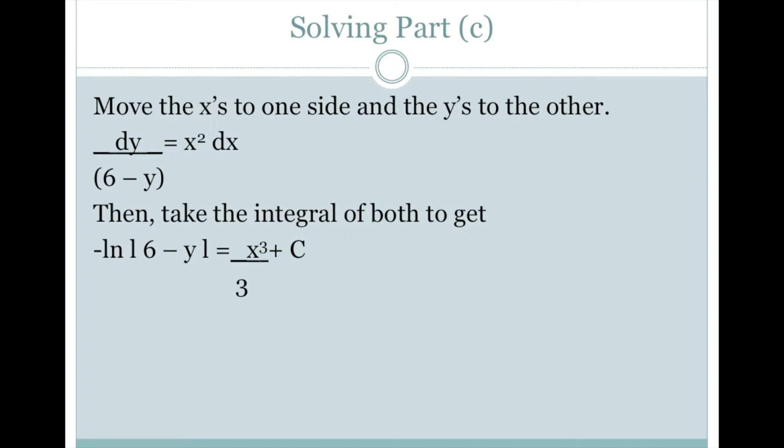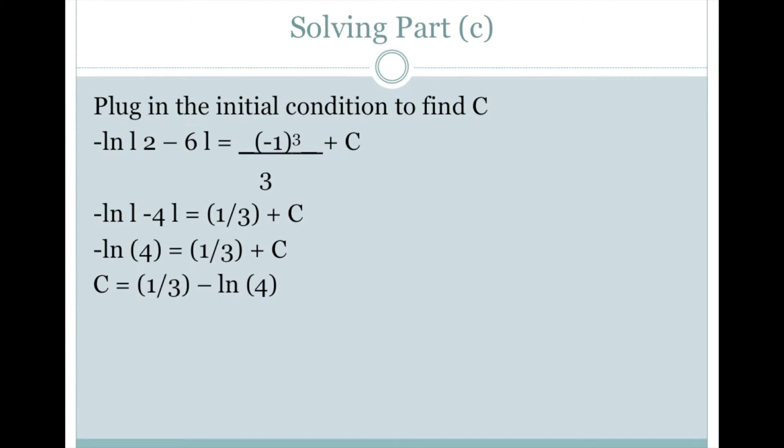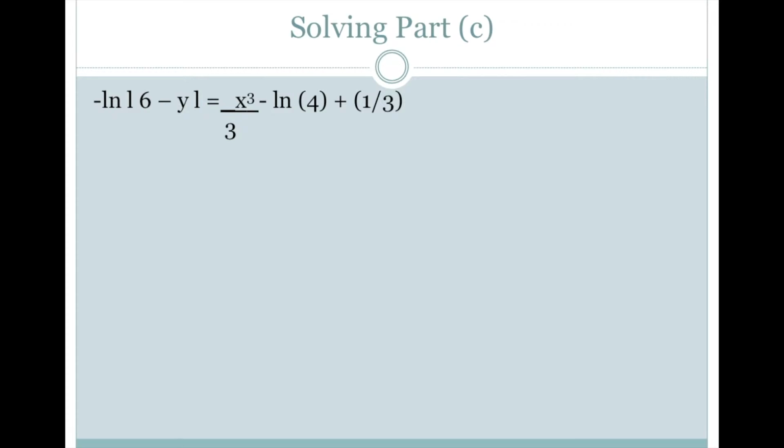Next, what we need to do is actually take the integral of both to get this equation. Now you'll notice that there is the constant of integration, c. And this is something we actually need to solve for because we're looking for a particular solution. We can get this constant of integration by plugging in the initial condition, which is f of -1 is equal to 2. All we have to do is replace the x values with -1 and the y values with 2. Doing so gets us the constant of integration, 1/3 minus ln of 4. And this is the equation we end up with.